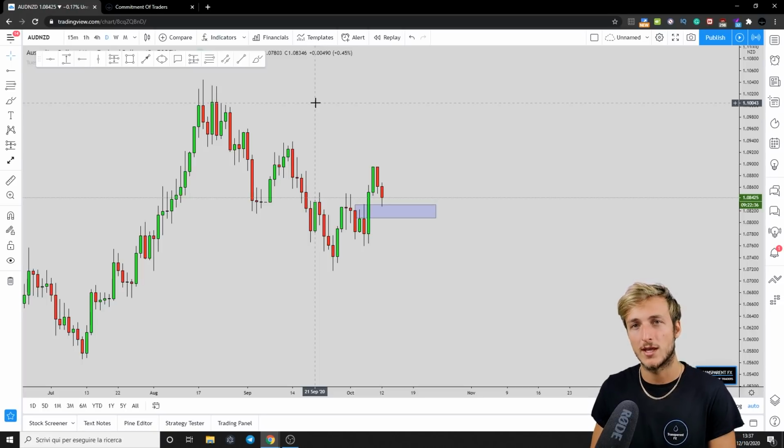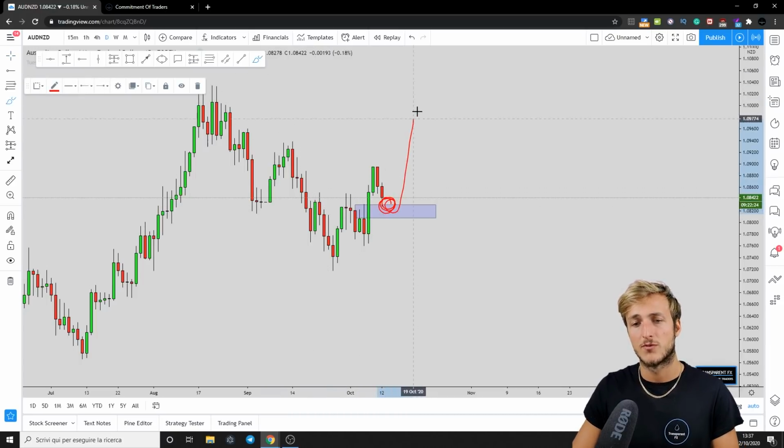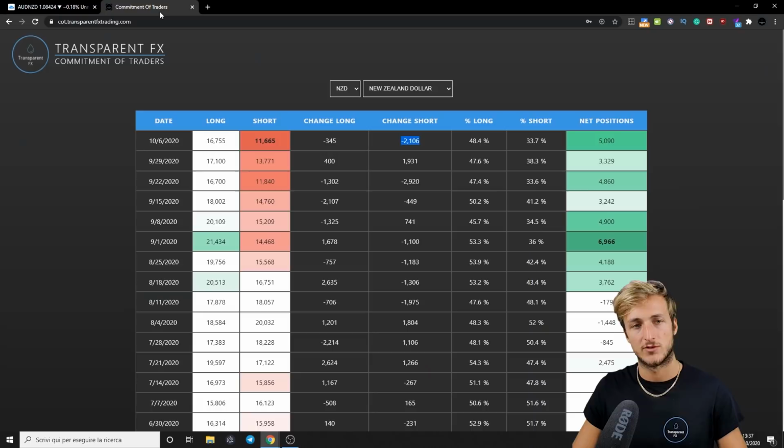It would have been great to see a lot of shorts getting added on the NZD and a lot of longs getting added on the AUD. We still don't really have that situation. So we might need a proper accumulation phase inside of this area before we can be looking for any longs, because at the moment we still don't have the kind of confirmations that we like to see from a COT perspective.